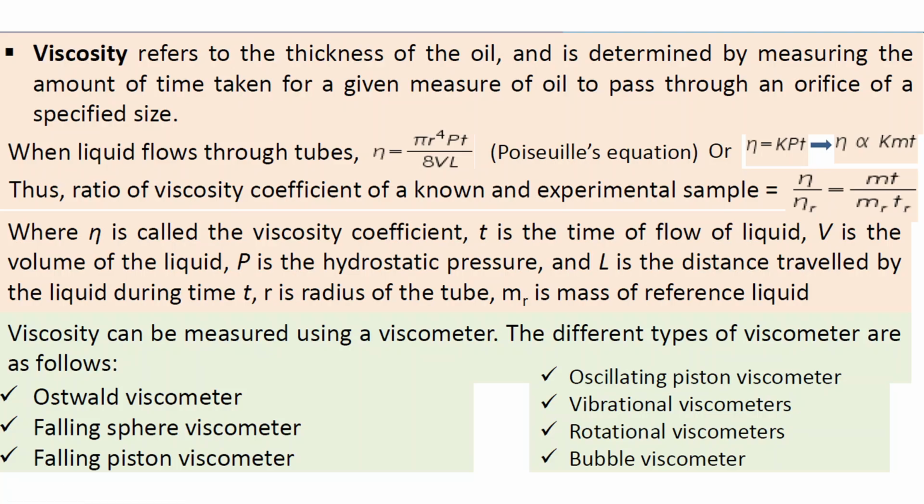Viscosity can be measured using different viscometers such as Ostwald viscometer, falling sphere viscometer, falling piston viscometer, oscillating piston viscometer, vibrational viscometer, rotational viscometer, and bubble viscometer.